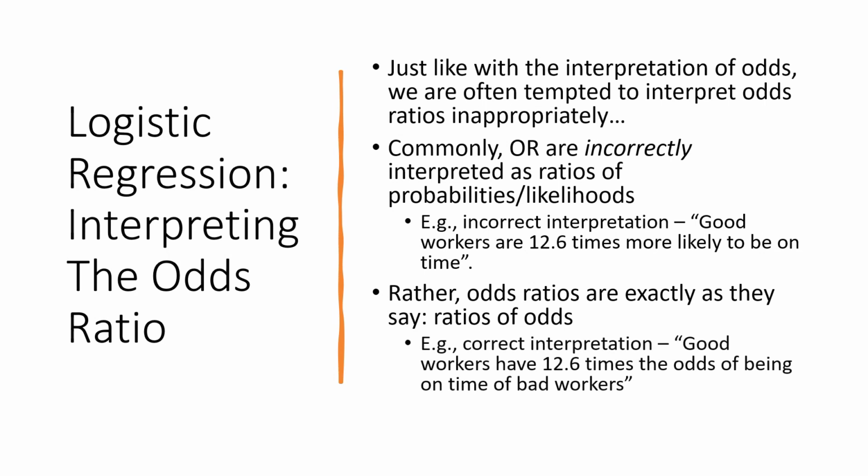So the correct interpretation for these numbers would be good workers have 12.6 times the odds of being on time as bad workers, or 1,160% times the odds of being on time as bad workers, if you wanted to use the percent conversion from previously. Again, often with our parameter estimates, especially when they're large, this interpretation that's on the board right now is a little bit more convenient.